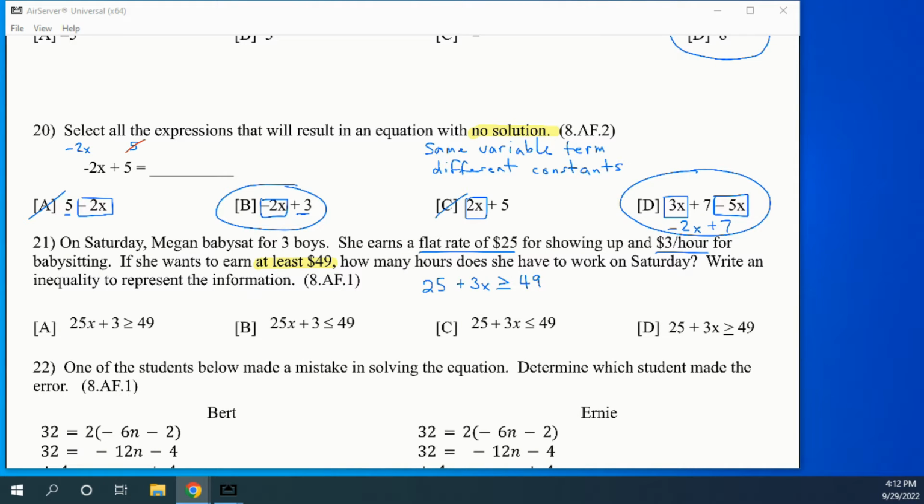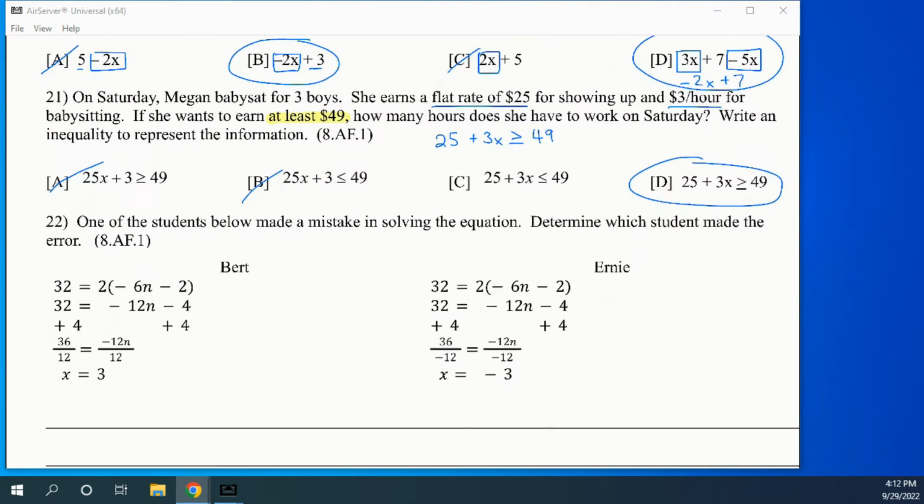Which choice does that correspond with? It's not A because 25 has the variable. It's not B because 25 has the variable. So it's either C or D. The way that I have mine set up, D is going to be the correct one, because this one right here would say that what she is making is not going to go past $49. So I would say D. D is what we got there.